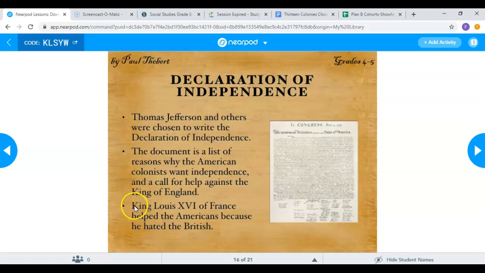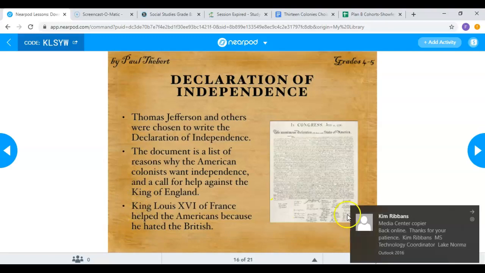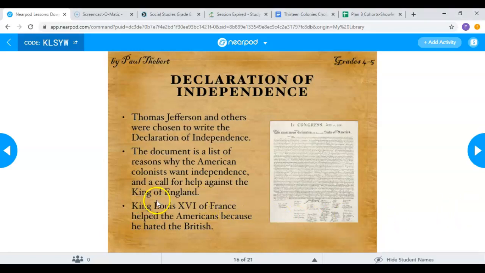Obviously, as I hope you know, because you probably heard this before, France came to the aid of the American colonists. Remember, France and England were very bitter enemies and had been for hundreds of years. So France came to the aid of the American colonists.